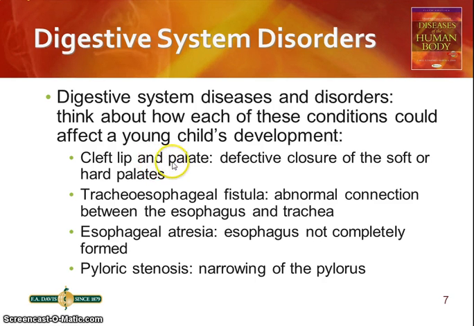Cleft lip and/or cleft palate, which is a defective closure of the soft or hard palates. Tracheoesophageal fistula, which is an abnormal connection between the esophagus and the trachea. Or esophageal atresia, where the esophagus is not completely formed. Or pyloric stenosis, which is a narrowing of the pylorus.